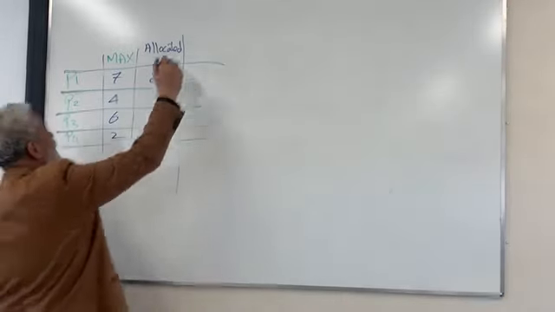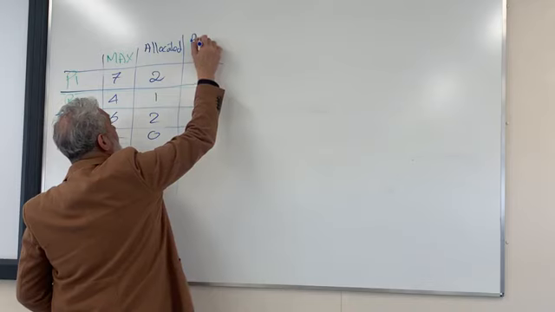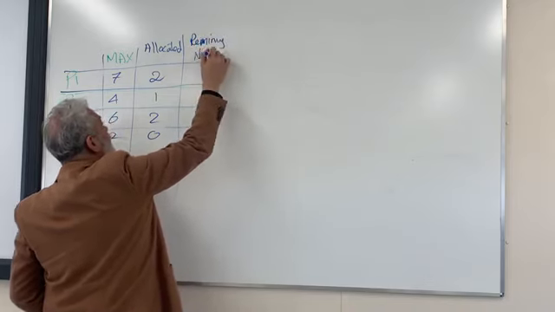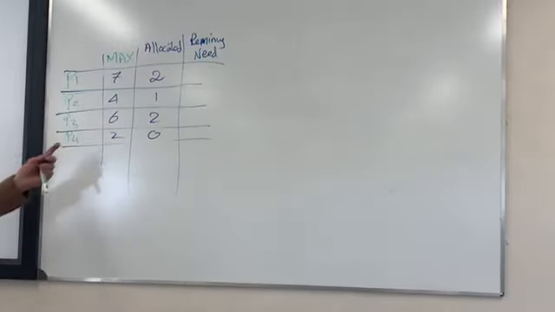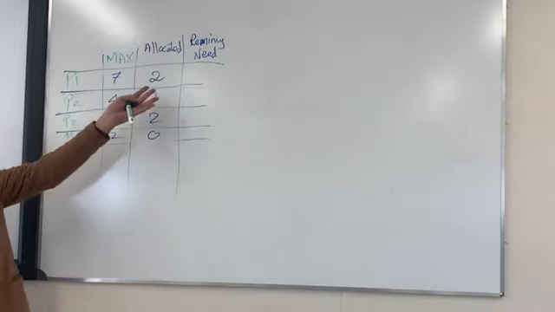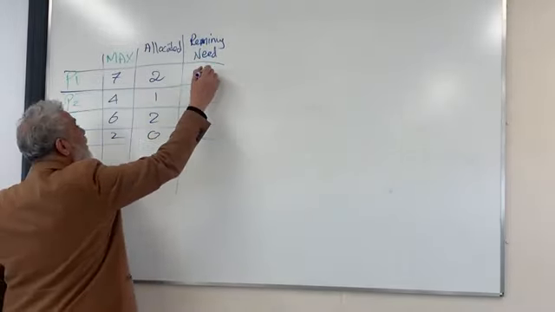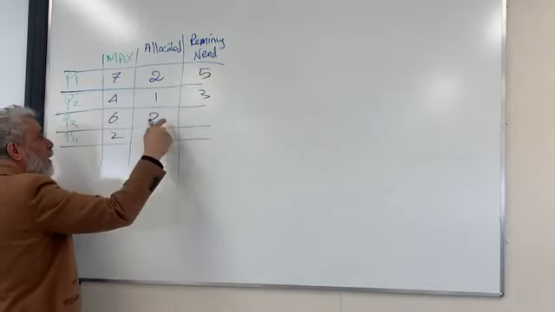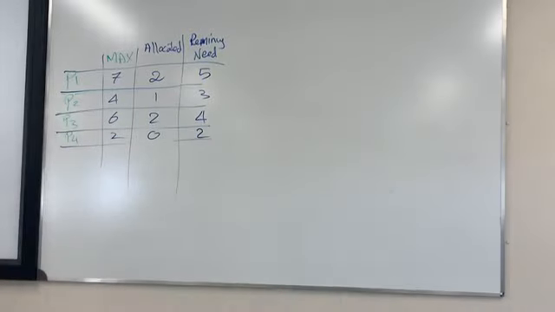So then you need to find out the remaining needs of each process. What do they need? Say this process needs 7. We've already given it 2. So it still needs 5. This one still needs 3, right? 6 minus 2. This one still needs 4, and this one still needs 2.